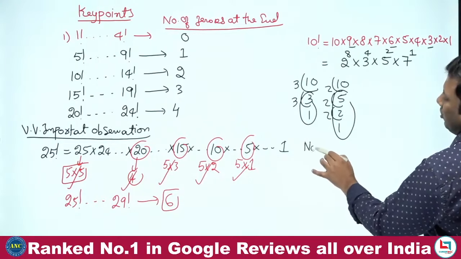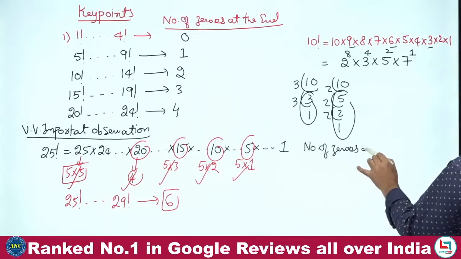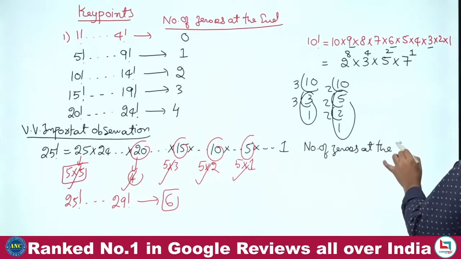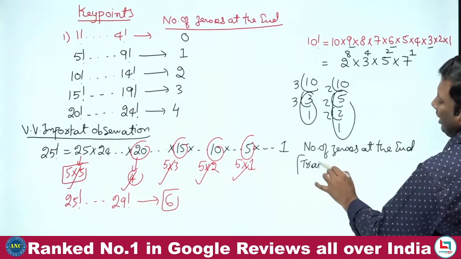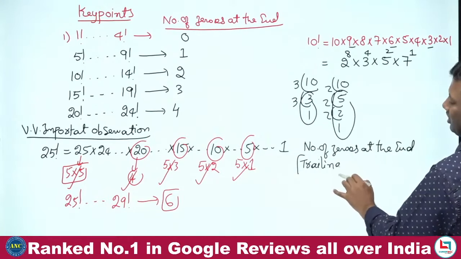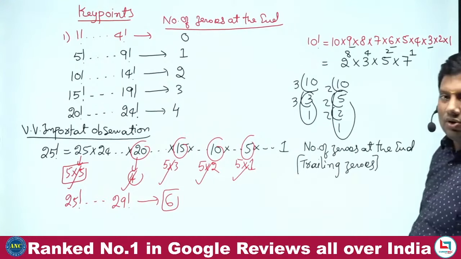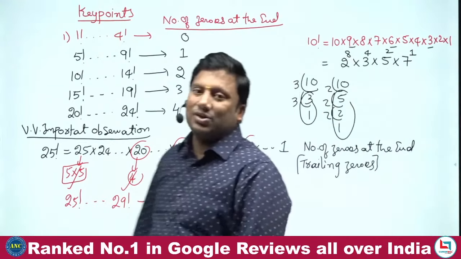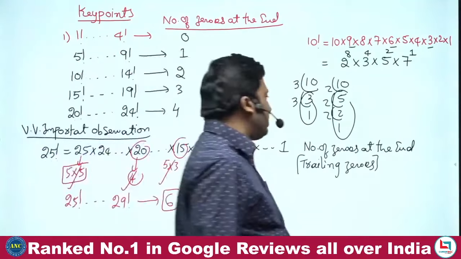Number of zeros at the end, or number of trailing zeros. Very, very important, sir. The first 10-15 minutes of conversation is extremely important. Number of trailing zeros. What do we mean by trailing zeros? Zeros added to the tail of that number, number of zeros at the end.